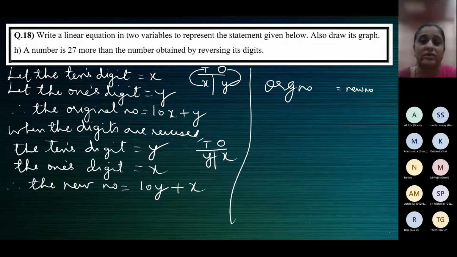If you add 27, you'll make it more heavier. To the original number, if you add 27, you'll make it still heavier. So you must subtract 27 from the original number. Now it's balanced. The two sides are balanced.